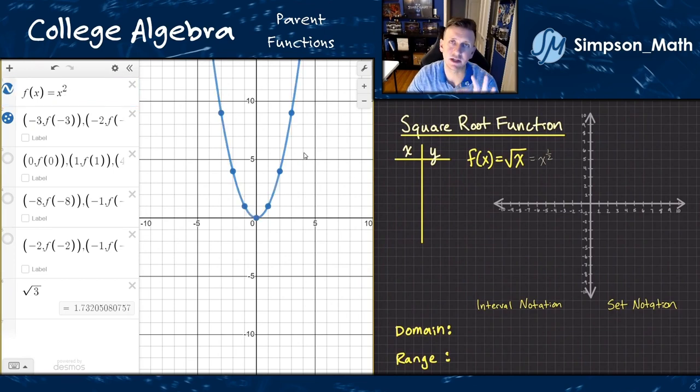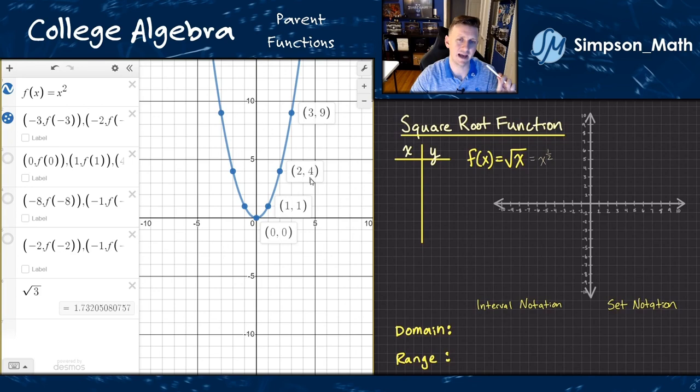And there's a relationship between square roots and squares. We're going to have lots of discussion about it in the coming lectures when we talk about inverses. But we should already have an understanding that squares and square roots undo each other. If I have a square root and I want it to go away, I can just square it and the square root will go away. Or if I have a square, rather, and I square root it, then the square will go away. So let's look at our points here. So I see 0, 0, 1, 1, 2, 4, and 3, 9.